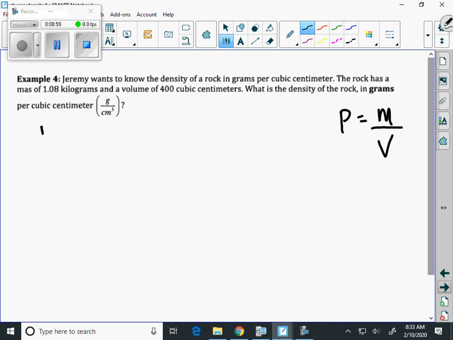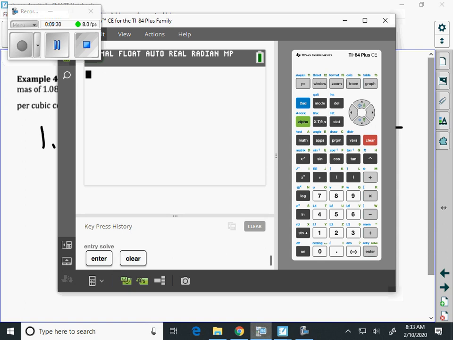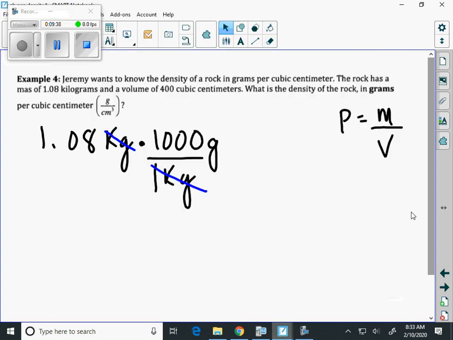The way that I like to work with it is I'm going to take 1.08 kilograms. And what I know is that 1 kilogram is 1,000 grams. So ultimately we need to multiply the kilograms by the grams here. The kilograms cancel out. And worst comes to worst, if you have to type it into your calculator or into Desmos, 1.08 times 1,000 gives us 1,080 grams.